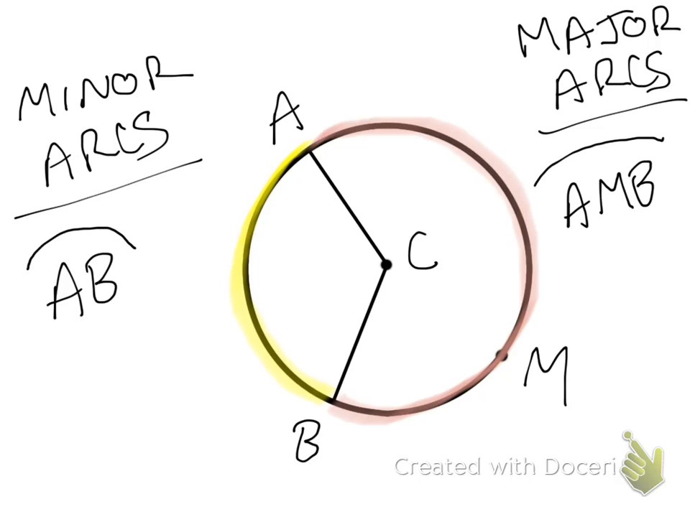And so we have minor arcs, again, one more time. Minor arcs are less than 180 degrees, and major arcs are greater than 180. I totally messed that up, but we're going to move on anyway.